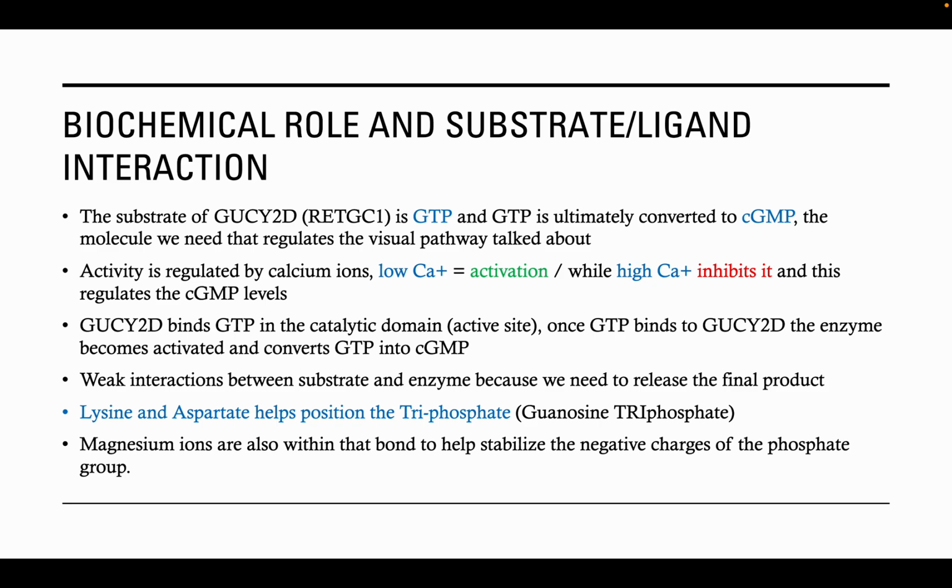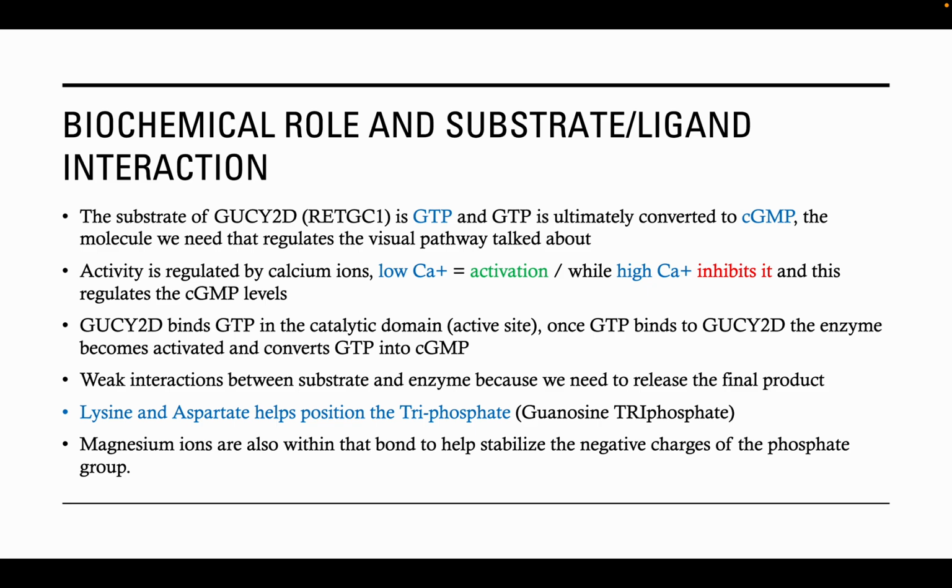Basically, how it works is RET-GC1, or guanylate cyclase 2D, binds GTP in its catalytic domain, also known as an active site. That's why we consider it an enzyme. Once the GTP binds, the enzyme becomes activated, and thus it converts GTP into cGMP. This interaction contains a lot of weak interactions we talked about in class, because that's how we release the final product of cGMP; if it binds too tight, it's not going to release it.